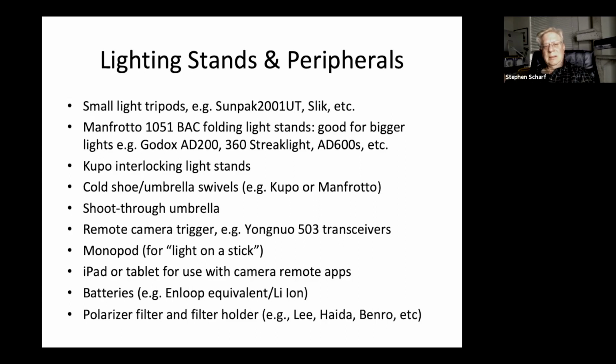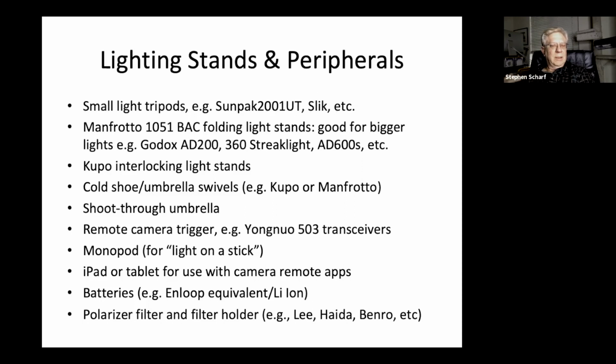In terms of the stands, a lot of photographers actually shoot with small tripods, small light tripods. I'll show you some examples of that later. And then many photographers shoot with Manfrotto light stands. These are good for the bigger lights like the Godox AD200s and the AD600 monolights. That's pretty much what everybody uses, are small light tripods that they can place in different parts of a room. They typically put Speedlights on these light tripods and then Manfrotto or similar light stands for larger lights like monolights or AD200s, things like that.